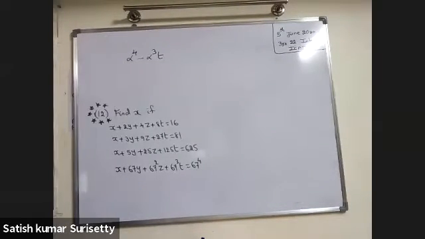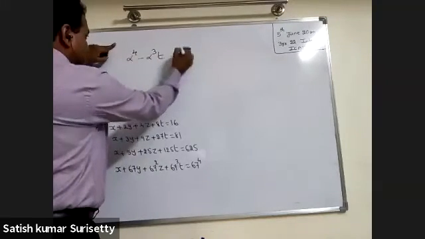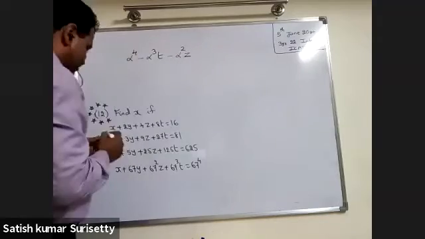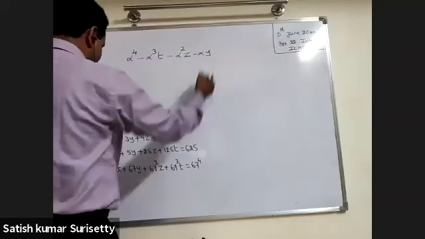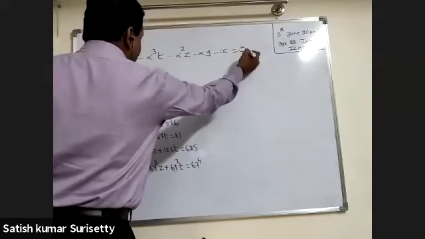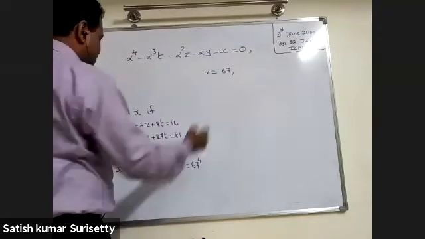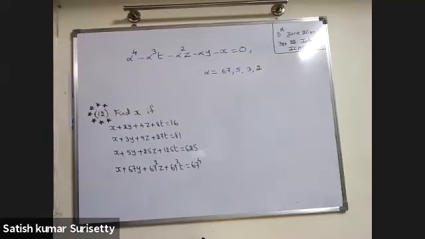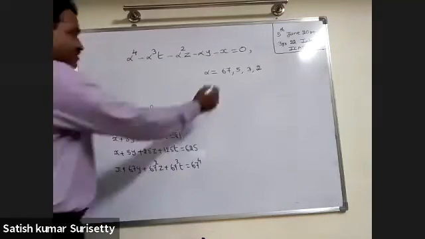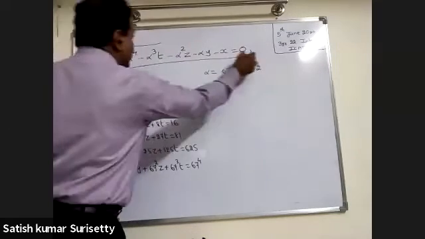And 2010. So alpha power 4 minus alpha cube t minus alpha square z minus alpha y minus x equal to 0. If I write where alpha equals 67, 5, 3, 2, will you get these 4 equations or not? Yes, sir. Now, what is the meaning of this? These 67, 5, 3, 2 are what? Roots. Roots of this biquadratic equation.